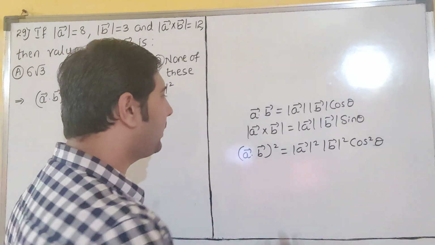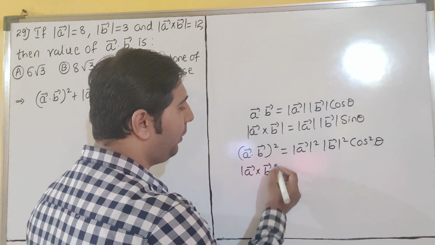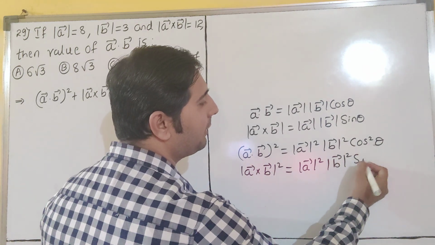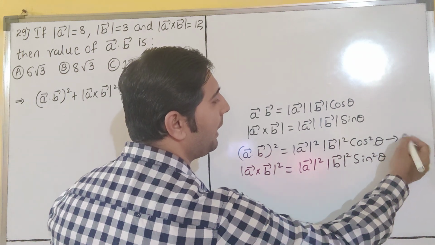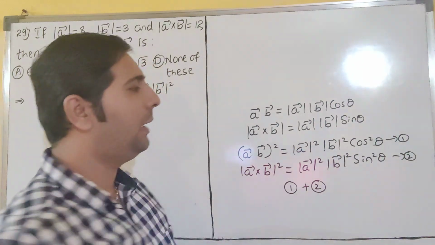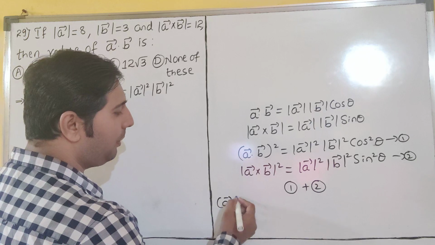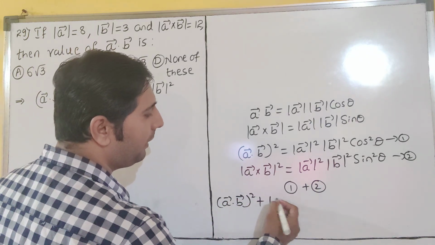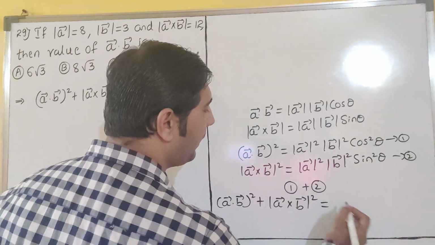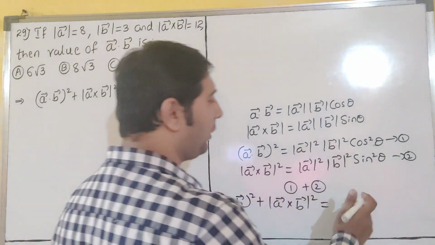Similarly, square both sides of the second one: magnitude of A cross B whole square is magnitude of A square, magnitude of B square, sin square theta. This is 1 and this is 2. You add them, 1 plus 2. Adding them, the LHS will be A dot B whole square plus magnitude of vector A cross vector B whole square, and we add the right side also.